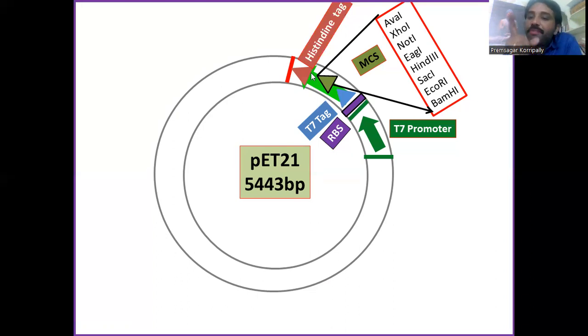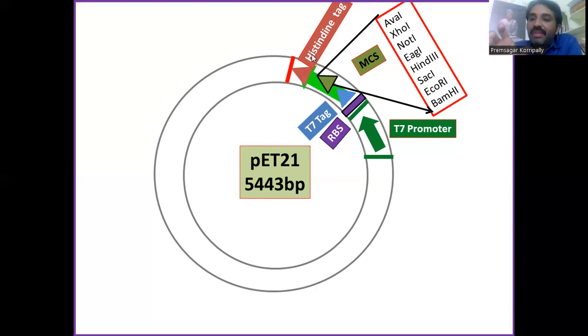So the histidine tag will help you to purify your protein, right? Again, there is the T7 promoter for strong transcription, the RBS, or ribosome binding site, to initiate translation, the T7 tag, which is required for the detection and quantification of recombinant protein, and the MCS for cloning of your gene of interest. And histidine tags will help you to purify the recombinant proteins from the complex lysate of the E. coli.